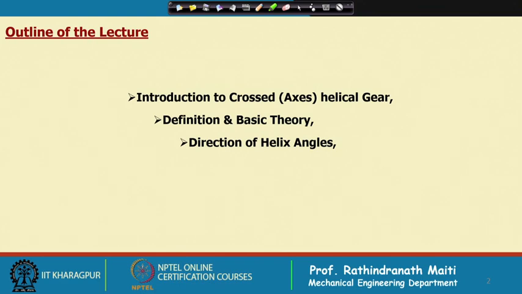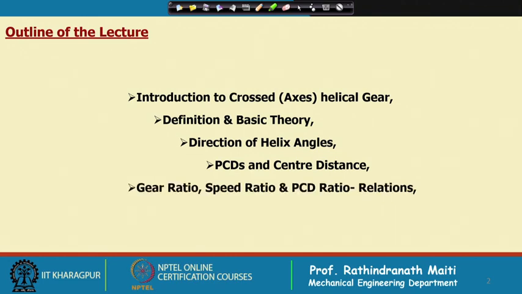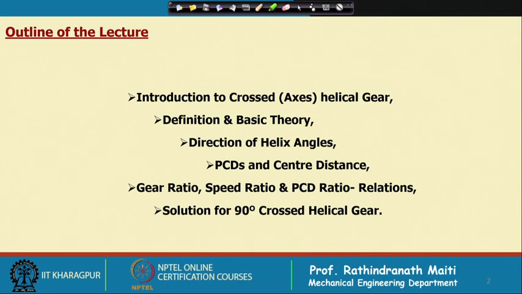direction of helix angles, pitch circle diameters and center distance, gear ratio, speed ratio and pitch circle diameter ratio and their relations. And finally, we will solve a problem with 90 degree crossed helical gears. So that means, shafts are at 90 degrees.